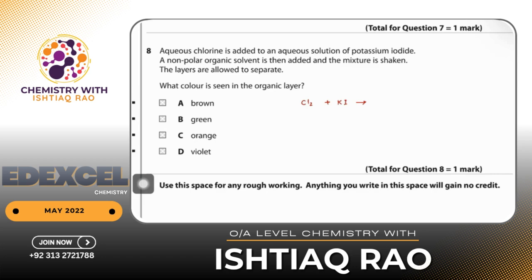Of course, in the reactant, we have chlorine and potassium iodide. Since chlorine is more reactive, there would be a displacement reaction between iodide and chlorine. So I would see iodine, and the color for iodine would be violet.